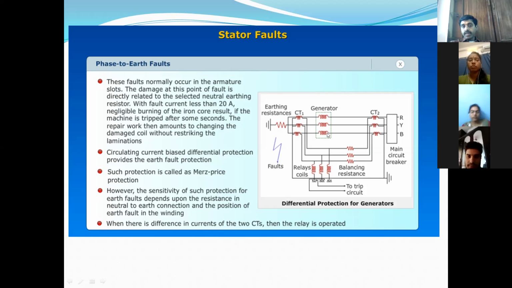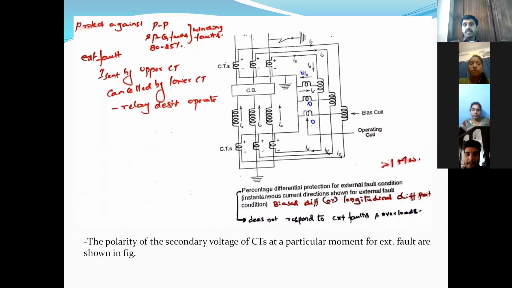The position where the LG fault occurs plays a major role in deciding the fault current as well as relay operation. When there is a difference in currents of the two CTs, the relay is operated. We'll discuss this in the restricted earth fault protection very clearly. Now, let us discuss the phase-to-phase faults.